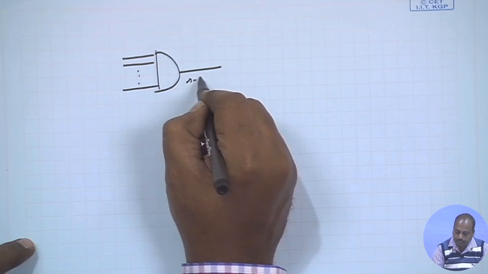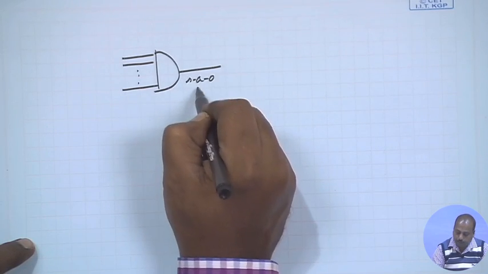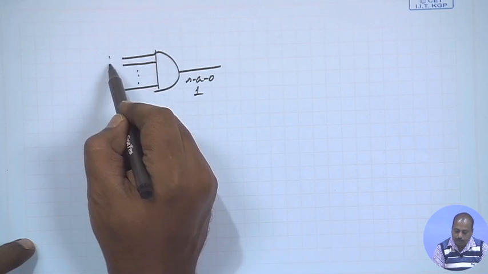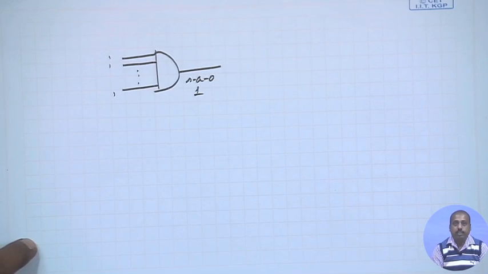this line stuck at 0, I need to push a 1 at this point. Now, to push a 1 at this point, I must be able to apply all 1s at the input.